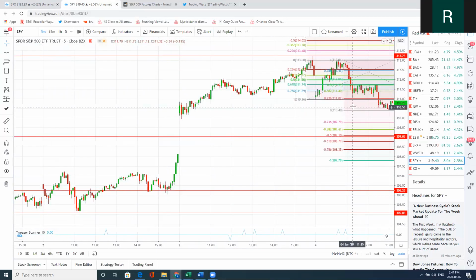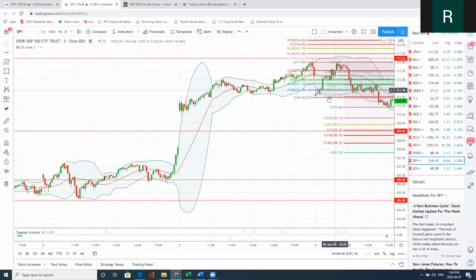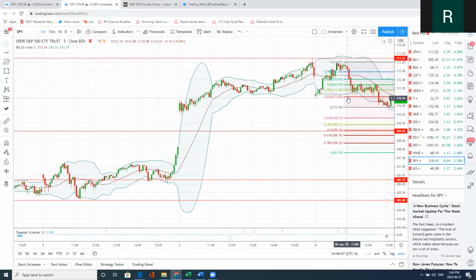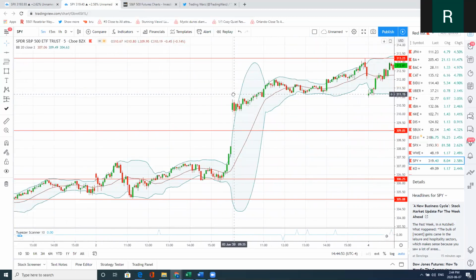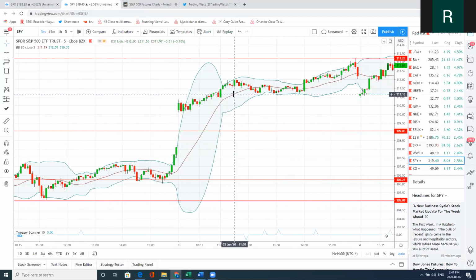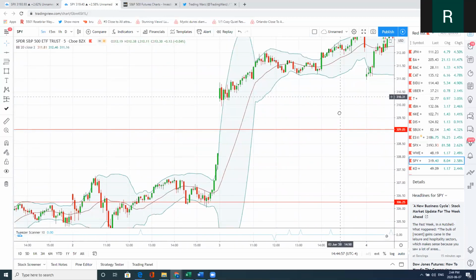Okay, all right. Ooh, I don't want to take out the Bollinger Bands. I like those. Anyways, so June 3rd, let's look at the price action. So we have a gap up. Okay, let me zoom in on here so we can see this better.